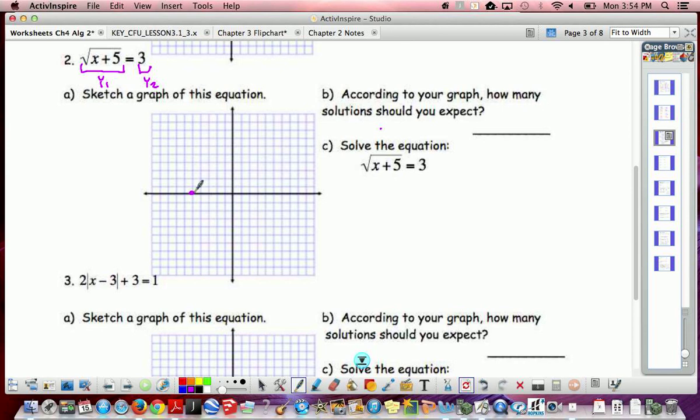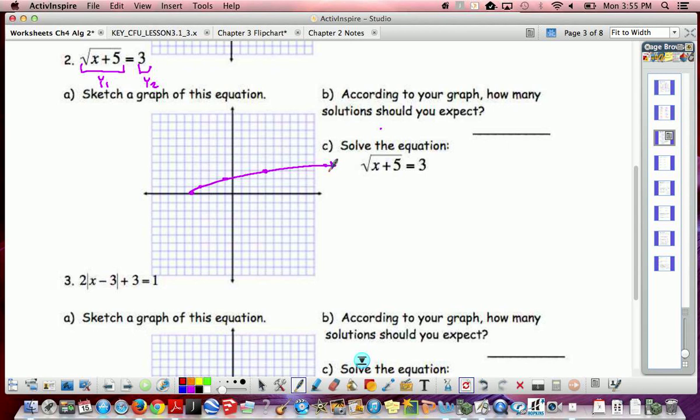Instead of going to the right, you go up 1, right 1. Then you go up 1 to the right 3. 1, 2, 3. Up 1 to the right 5. 1, 2, 3, 4, 5. If you want to do another one, you go up 1 and go all the way to 7. And you get your square root curve here. Then we also wanted to graph y equals 3.